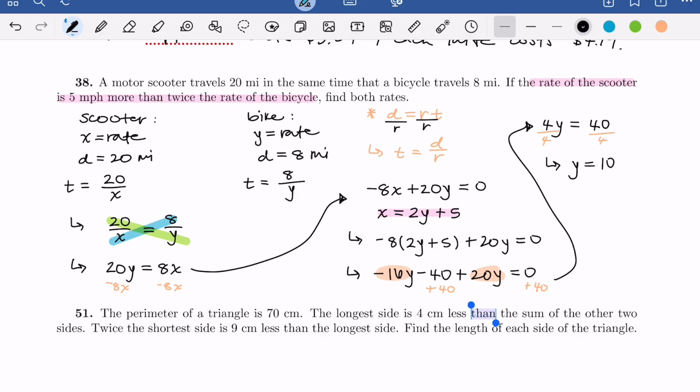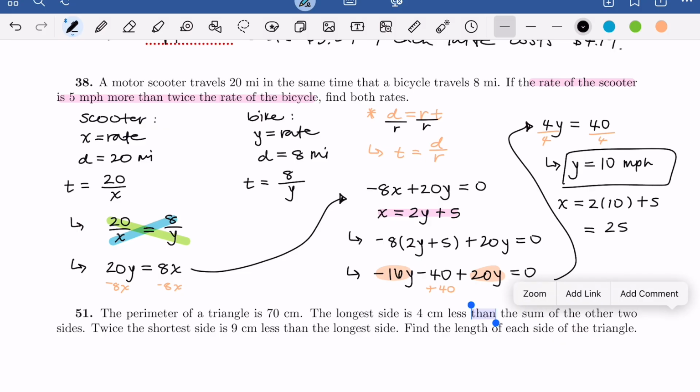So this tells us that the rate of our bike in this case is going to be 10 miles per hour. And then lastly, if we want to find the rate of our scooter, we're just going to plug in this value for y directly into this equation because we already have our x variable isolated here. So our x, or the rate of our scooter, is going to be twice the rate of the bicycle plus 5. So that's going to be twice the rate of our bicycle plus 5, which is going to be 25 miles per hour.